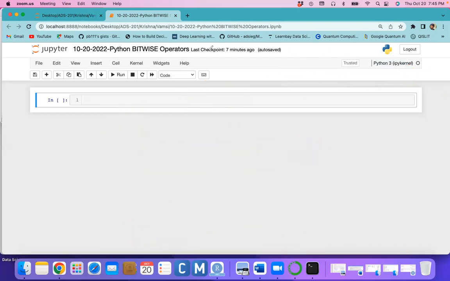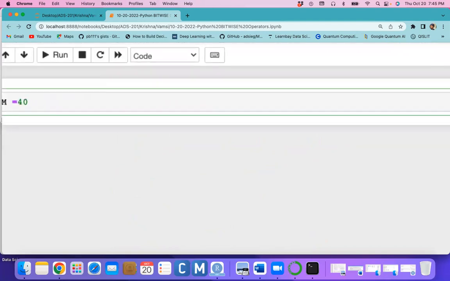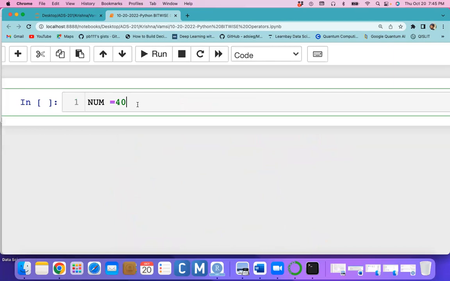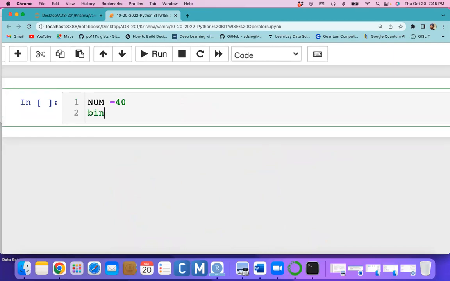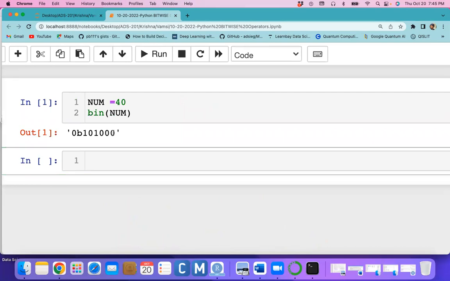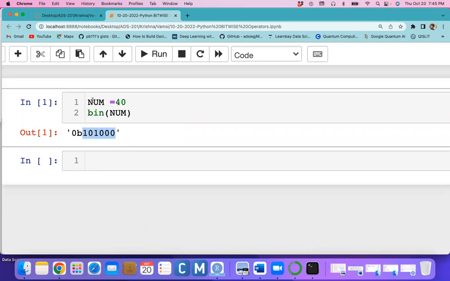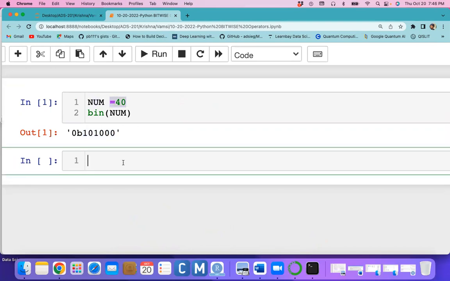But in Python we have built-in functions to convert binary to decimal as well as decimal to binary. For example, I have a number 14. So this is the number I want to convert into a binary number. Simply we can use bin of that particular number, which gives you the corresponding binary number, right?